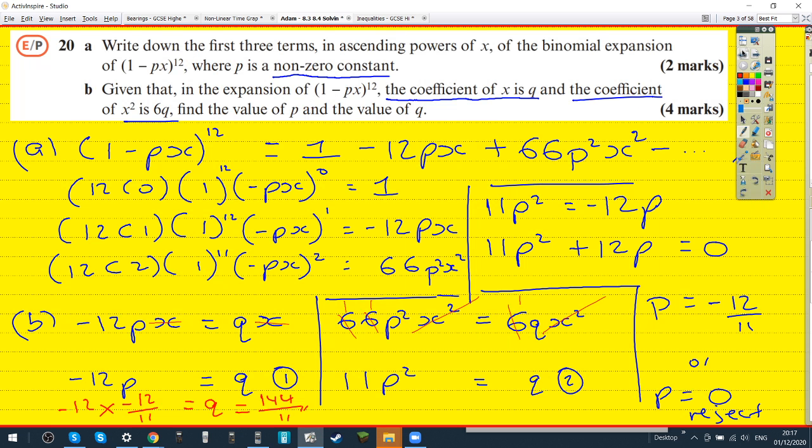Same thing. Great. And so, yeah, we expand it. We get our term without x. We get our x term. We get our x squared term. They tell us something about the x term. They tell us something about the x squared term. And so we use that to make two equations, and we solve using simultaneous equations. Any questions about that?